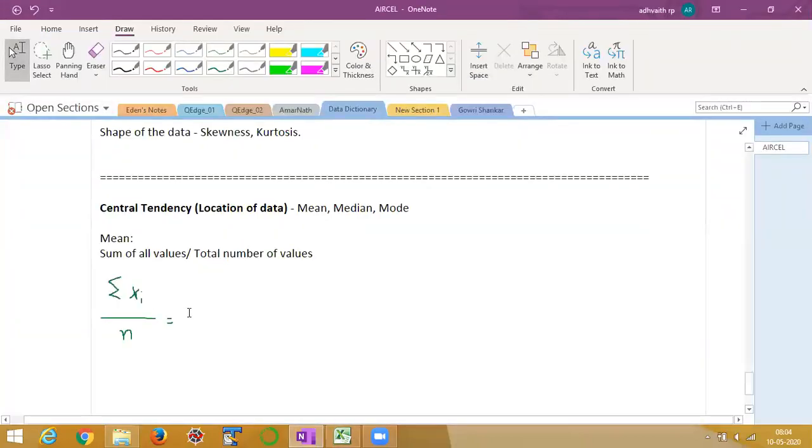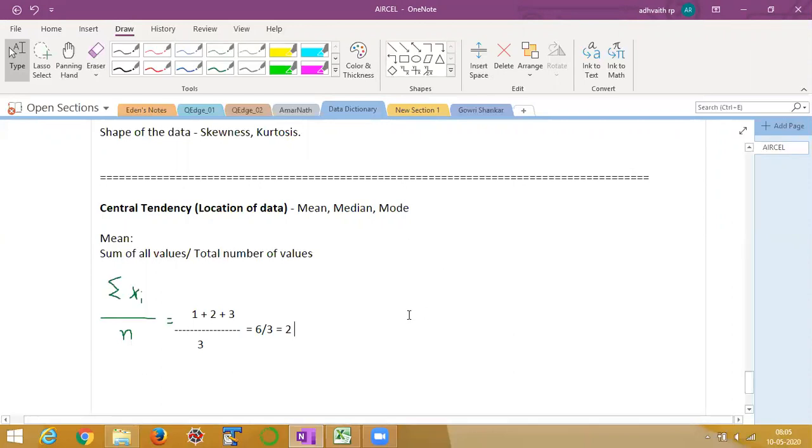Let's put your values there. So what will be your answer? 1 plus 2 plus 3, and here you divide by 3. So 1 plus 2 is 3, 3 plus 3 is 6. 6 divided by 3 gives 2. So 2 is the average.